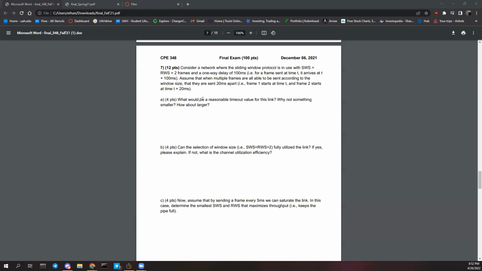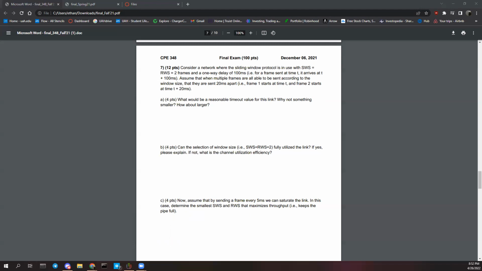Anyone remember what RWS stands for? It's a window size. Receiving window. Yeah, you're right. So sending window, not sliding. That's sending window size is equal to receiving window size is equal to 2 frames and a one-way delay of 100 milliseconds. I.e., for a frame sent at time t, it arrives at t plus 100 milliseconds. And it's a one-way delay.